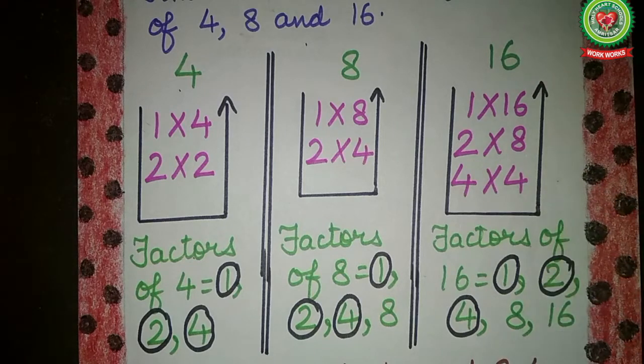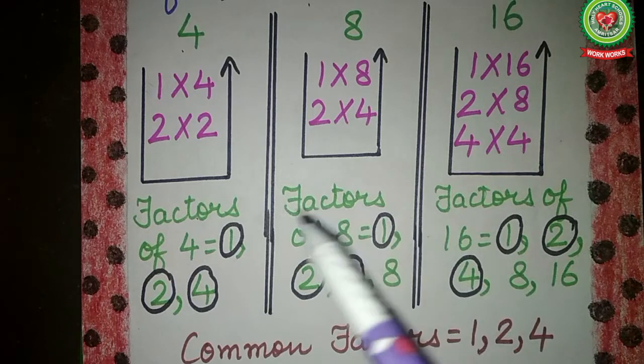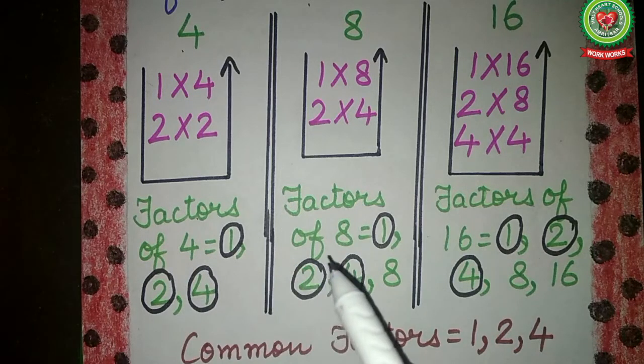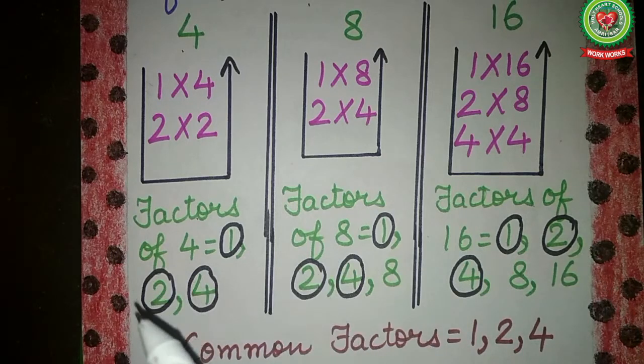Now, after finding the factors, I have to find the common factors. Now, students, you can see 1 is a factor of 4, 1 is also a factor of 8 and 1 is also a factor of 16. So, circle 1. 2 is a factor of 4, 8 and 16. So, circle 2. 4 is a factor of 4, 8 and 16. So, circle 4. So, common factors are 1, 2 and 4. That means circled numbers are common factors.